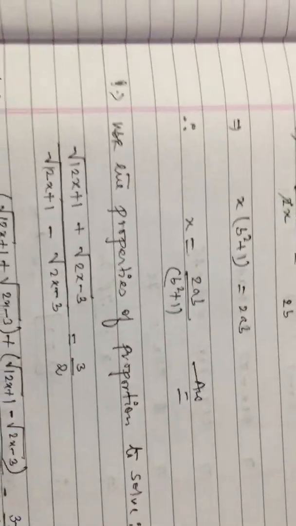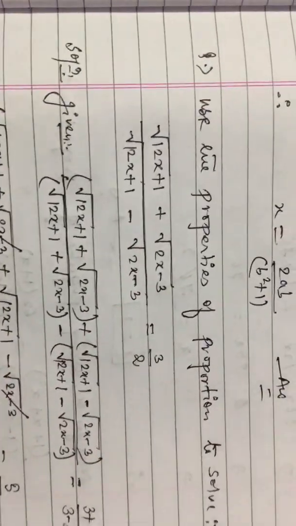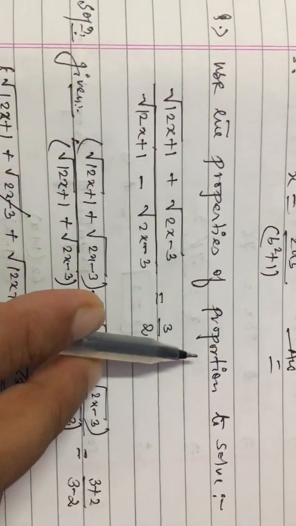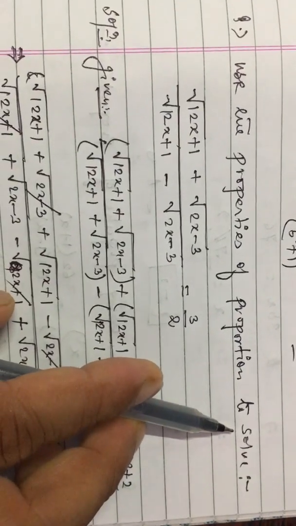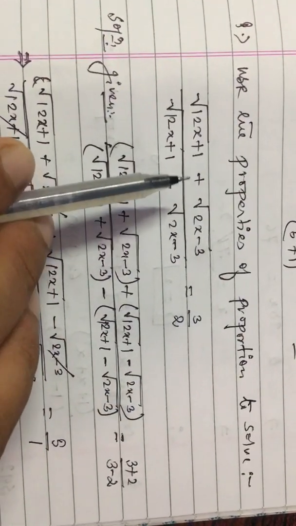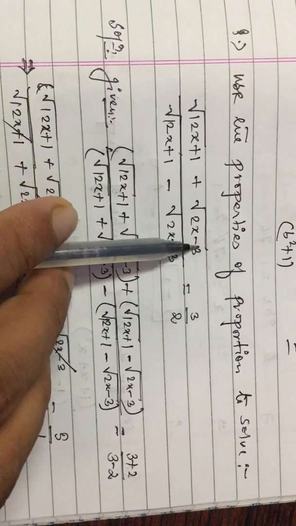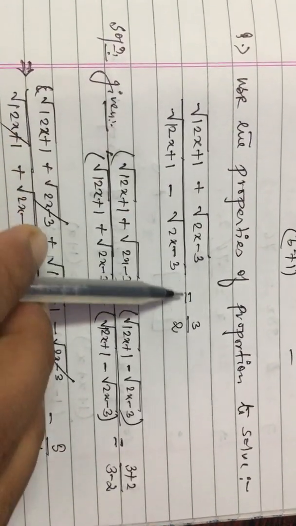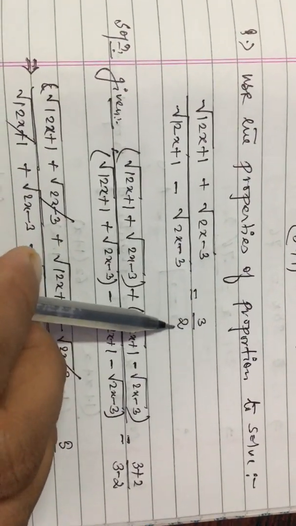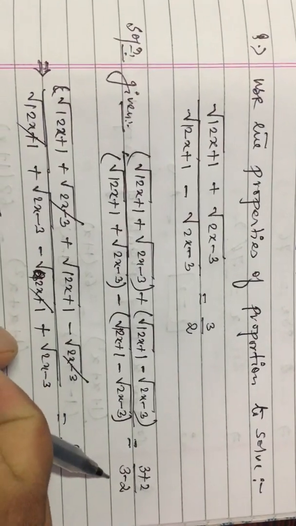Now see, one more question. Use the properties of proportion to solve for x. We are solving for the unknown variable x. So this term we can suppose as a and this term we can suppose as b. It is c, it is d. So c plus d, 3 plus 2 and 3 minus 2.